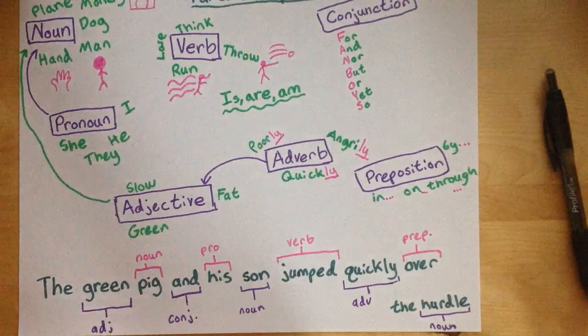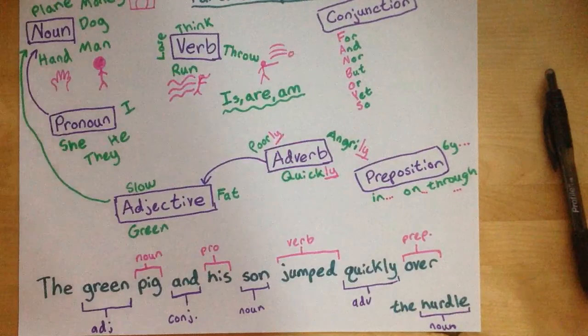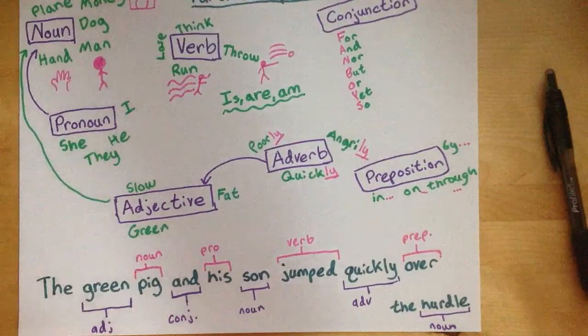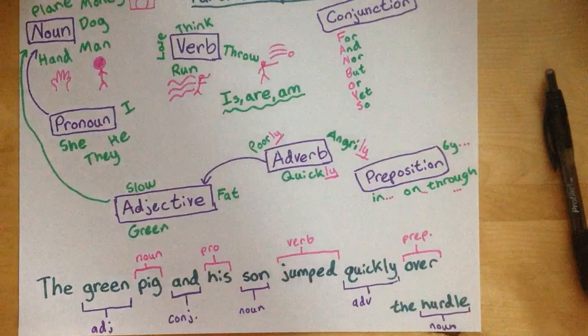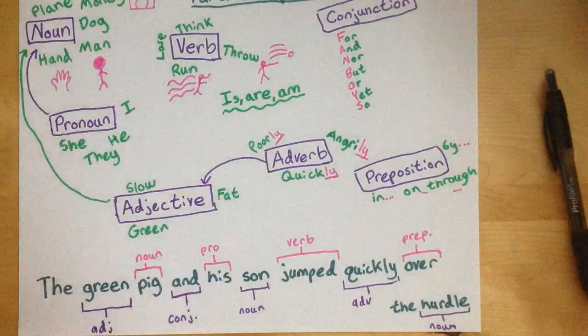You can see how these all connect together, right? The adjective, green, is modifying the noun, pig. The pronoun, his, is taking the place of the pig, so it's not awkward. There's your verb. He didn't just jump, he jumped quickly. And then over the hurdle gives you your little prepositional phrase.